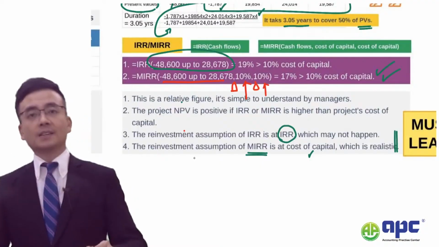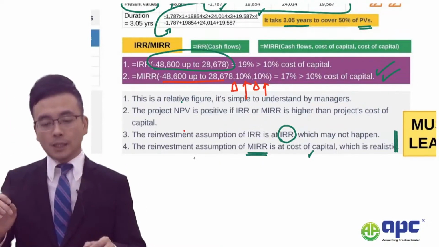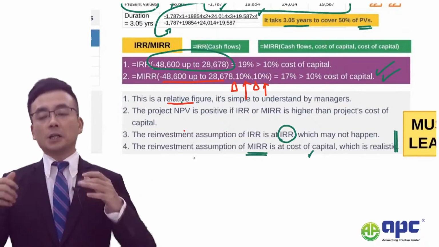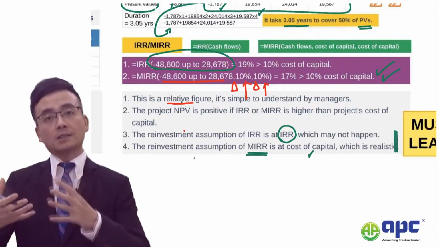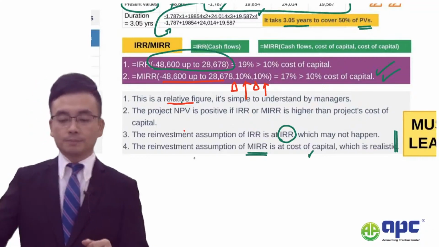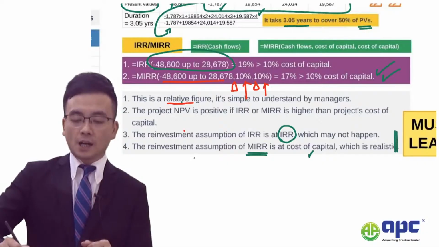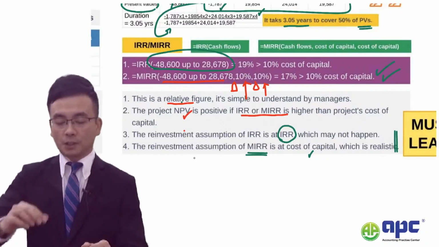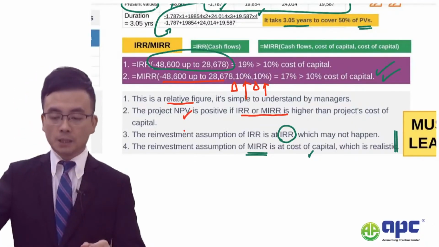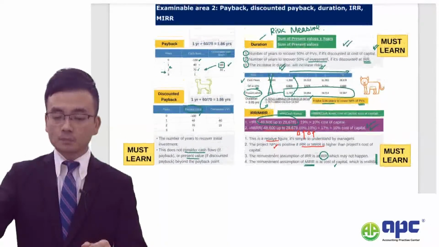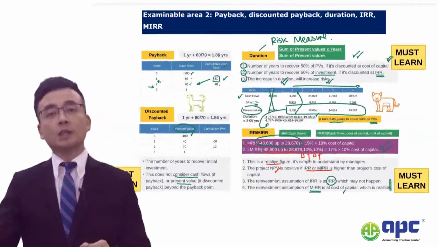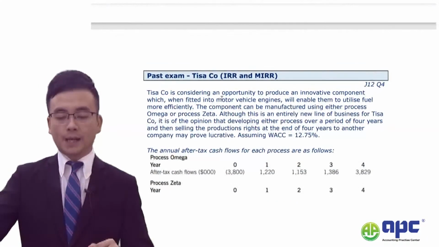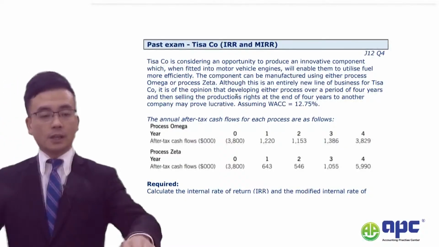Now, the 4 sentences you need to remember, memorize or learn. First is the relative figure. Either MIRR or IRR is easiest for managers to understand. And also, if the IRR or MIRR is higher than the cost of capital, the project NPV will be positive. So make sure that we are always ready for that. Learning these sorts of things will be absolutely fine in the question, but now let's practice a few questions from a past exam.